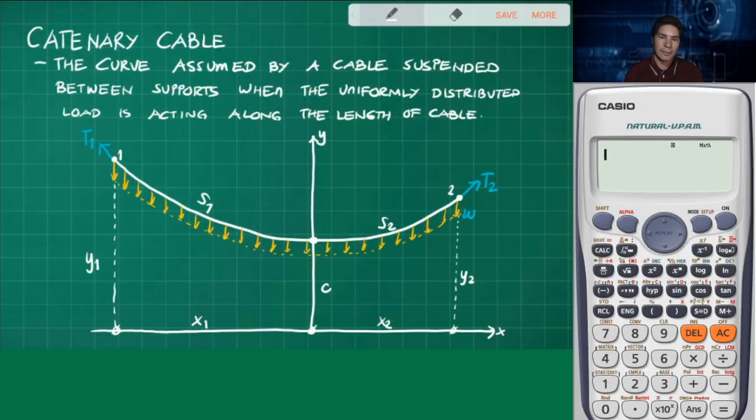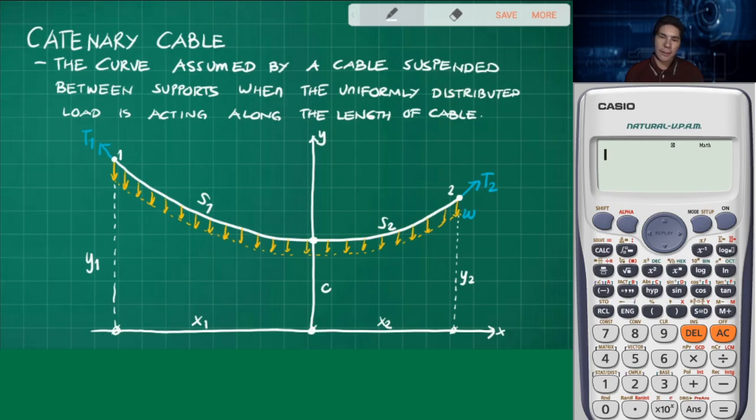Okay, so dito we have tension at both ends, so that is labeled as T1 and T2. Then yung mga elevation dito sa support from our datum is y sub 1, while dito sa point 2 or dito sa end support we have y sub 2. So yung lowest point, yung elevation niya is labeled as c. So yung distance between the lowest point to the end support or dito sa point 1 is labeled as x sub 1. And dito naman sa lowest point patungo dito sa end support at point 2, that is labeled as x sub 2.